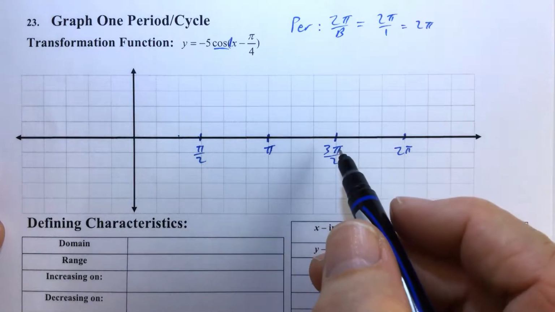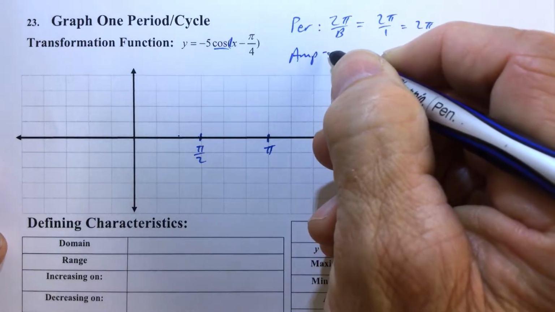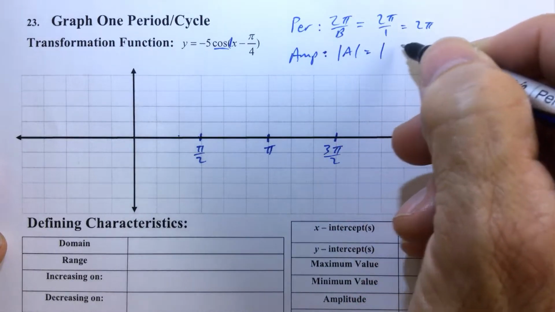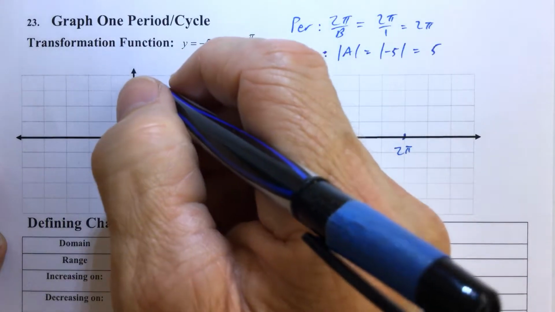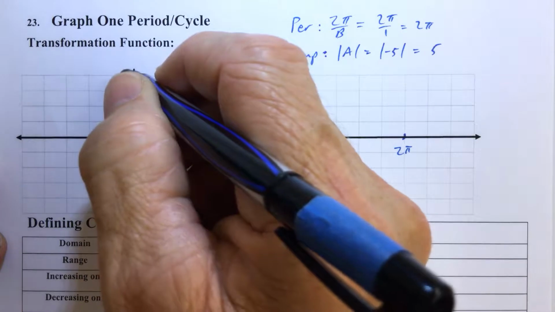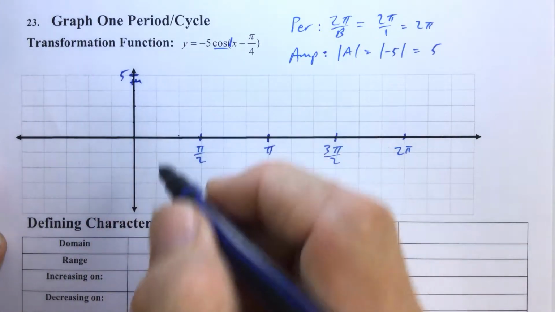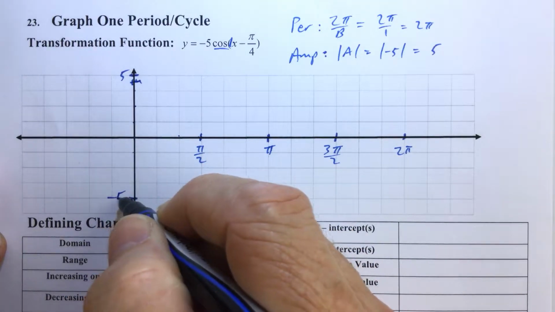And then the next step is to find and plot the amplitude. The amplitude is always going to be the absolute value of A. A in this case is -5. So the amplitude is 5. If we just plot the amplitude up there at the top, put the amplitude of 5 right there, and then 1, 2, 3, 4. Sorry about that one there. 1, 2, 3, 4. Put it down there, -5.